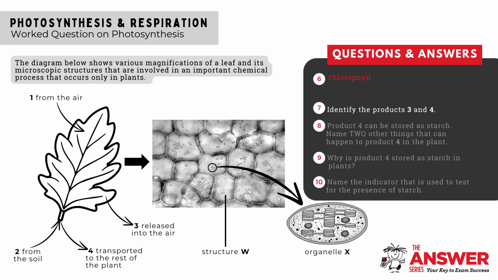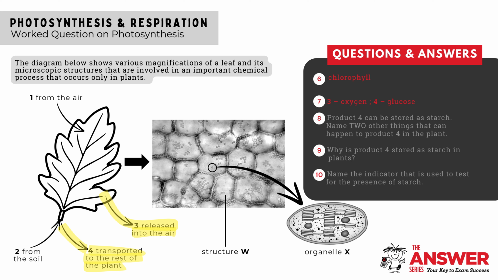Identify the products 3 and 4. From the chemical equation we learned for photosynthesis, we know that it releases a gas into the air called oxygen, and it produces glucose as food in plants. So number 3 is the oxygen being released into the atmosphere, and number 4 is glucose. Product 4 can be stored as starch.